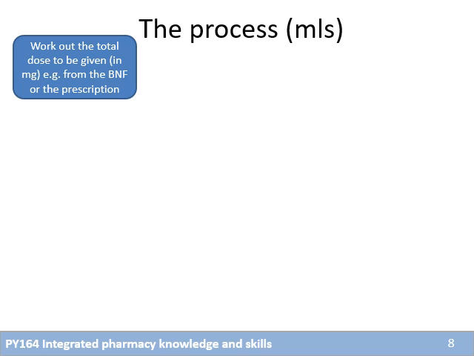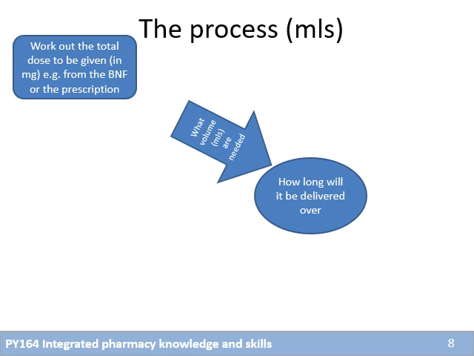So work out the total dose to be given. The next thing we need to do is to say, if that's the dose we're giving, how many mils do we need to give? And then how long will we deliver it over? And that should give us the number of mils per minute. Again, if you need a bit of time, just have a quick look at that. Pause it for a while just to make sure you're sure about each of those steps.